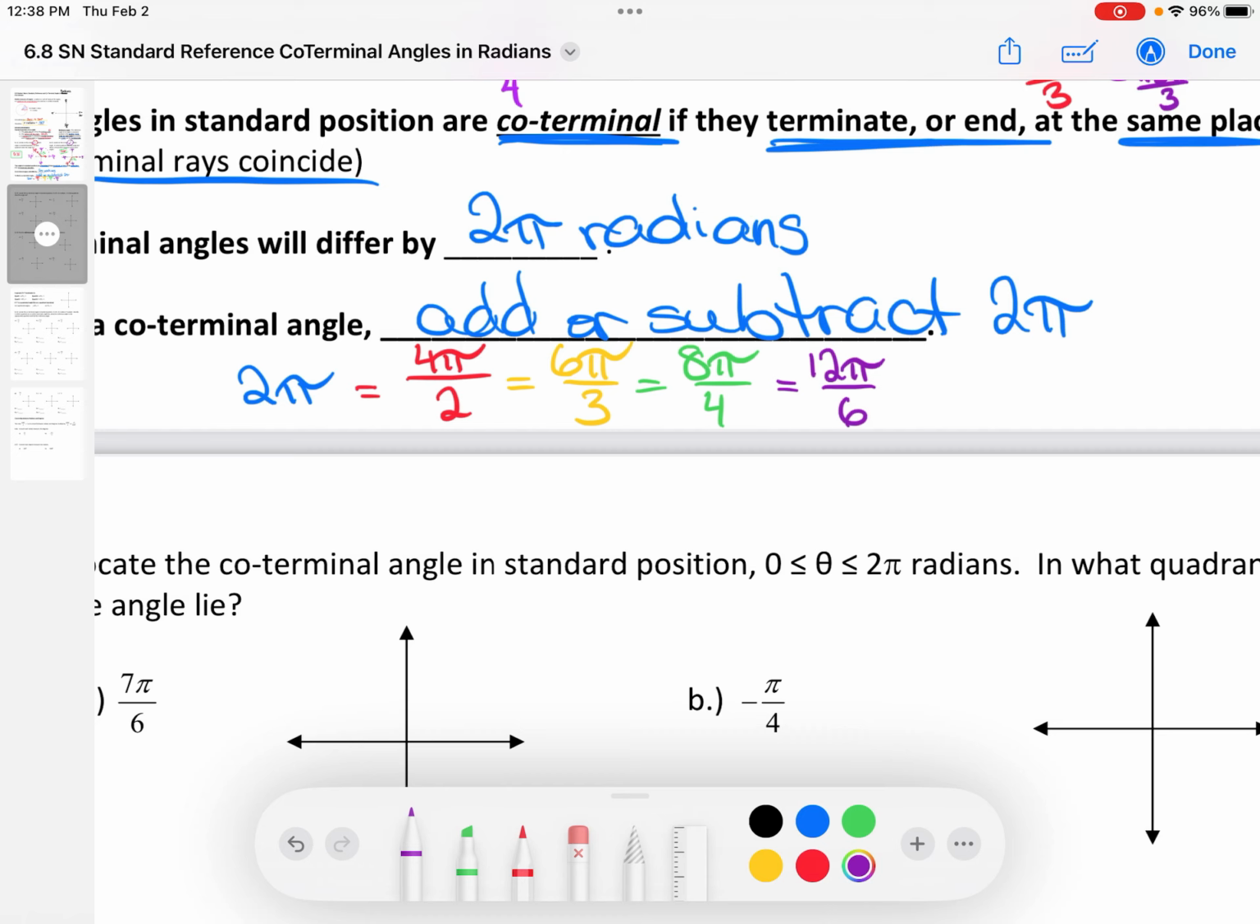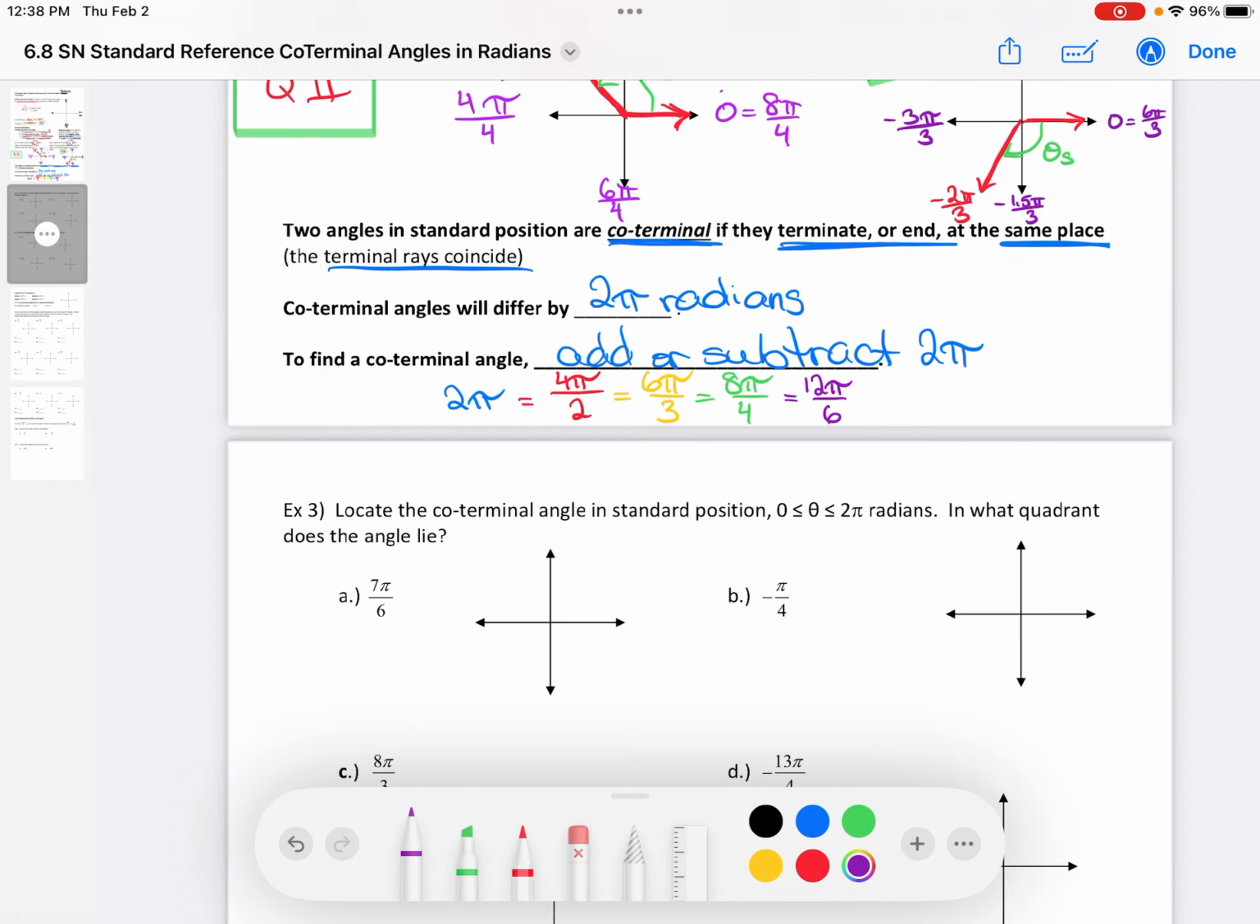If you're looking at that and going, Miss Seifert, you skipped a denominator of 5. I did, and there's a reason for that. And that's because the denominator of 5 does not fit one of the special right triangle angles that we have on our unit circle. And the angles on our unit circle will be our big focus. So let's look at some examples.